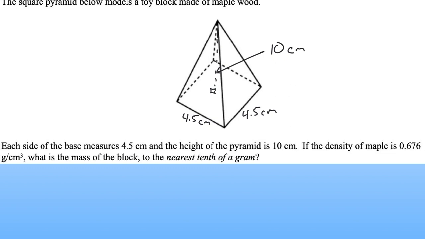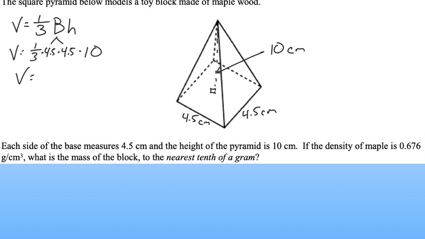So let's start off by finding the volume. We know that the volume for a pyramid is 1/3 the area of the base times the height. Now the area of the base for a square is length times width, which of course are the same, so 4.5 times 4.5. And then we have 1/3 times that, and the height is 10. So for this volume, we'll figure out that it is 67.5 cubic centimeters when you put all of that in your calculator.